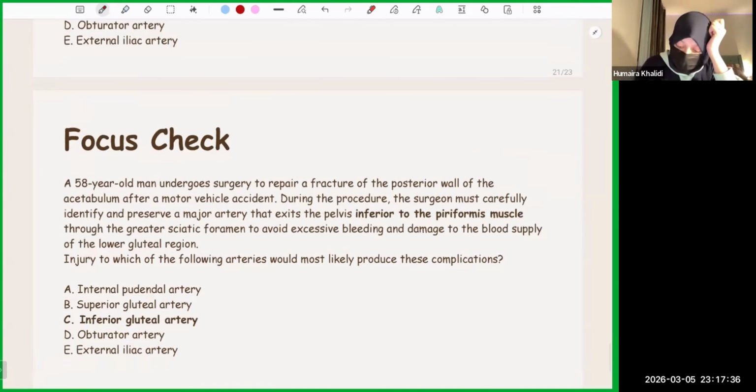It is C because inferior to the piriformis muscle through the greater sciatic foramen is the inferior gluteal artery.